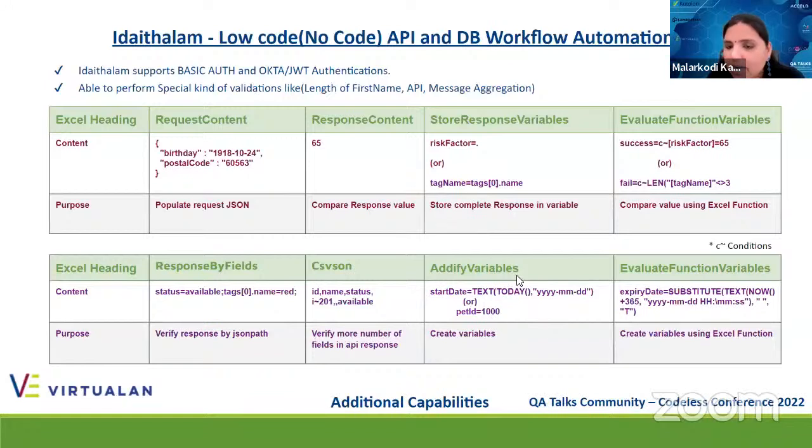In that addify variable, you can directly use something like start date equal to text today. This will assign today's date. So if I am running it today, it will run for today. If I run after 10 days, again it will run for that day. You got it, right? If you want to create dates like recent or current dates, you can use this column.